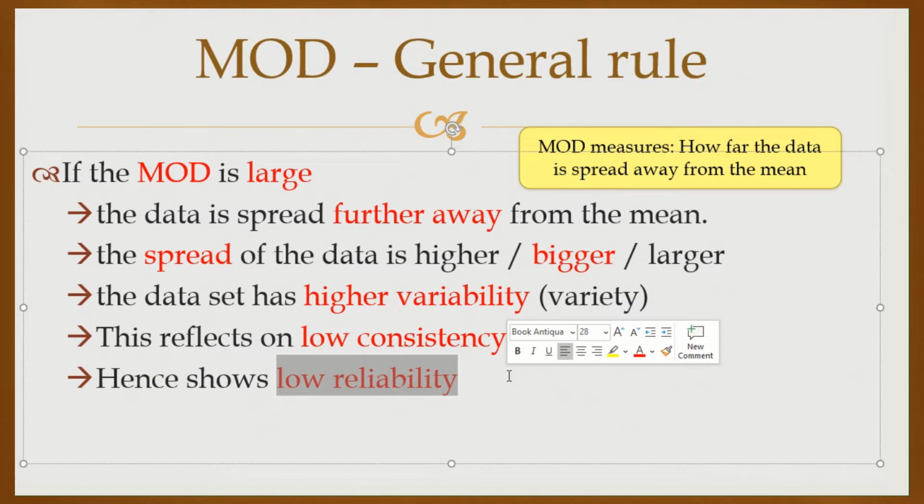Another example: let's say I have athletes, and you take the time they take to run from point A to B. This particular athlete, the first time he runs, takes 10 seconds, the second time he takes 20 seconds, the third time he takes 10 seconds. He's not reliable. So you always look for data which is consistent. In other words, whenever it's consistent, your MOD is low.